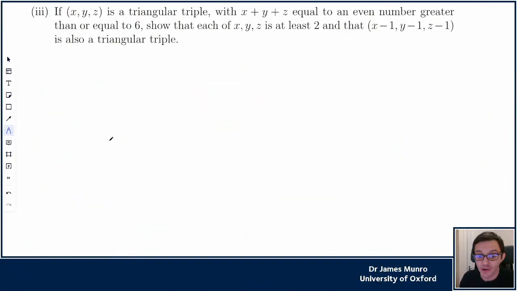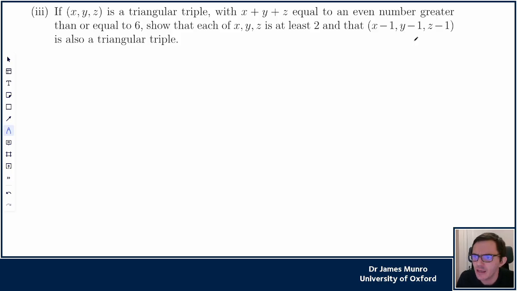Part 3 wants us to go the other way round, to start with X, Y and Z, a triangular triple, and to try and subtract 1 from each side. Now we've got to be careful here. In fact, we know this doesn't always work, because we know that there's triangle triples out there like 1, 1, 1, where if you subtract 1 from each side, that's no triangle at all. Or perhaps more subtly, 1, 2, 2, which when you subtract 1 you get 0, 1, 1, which doesn't work at all.